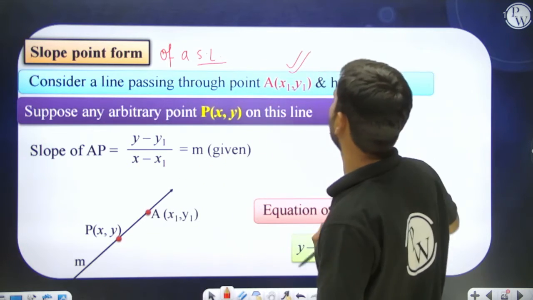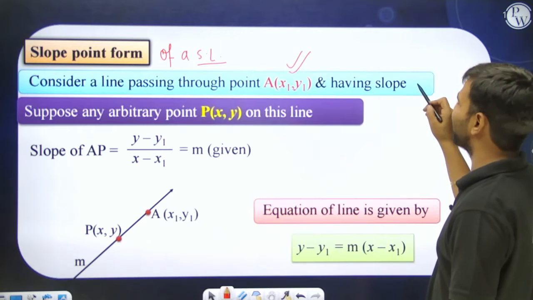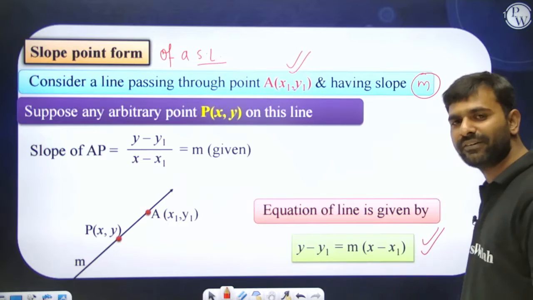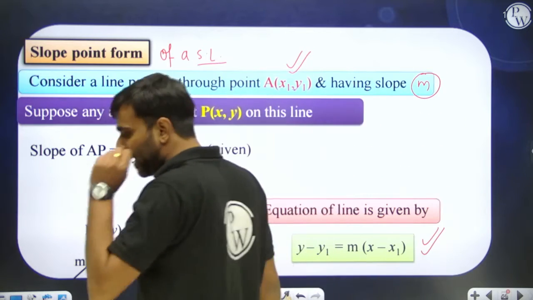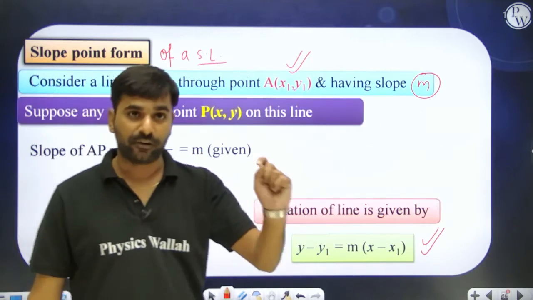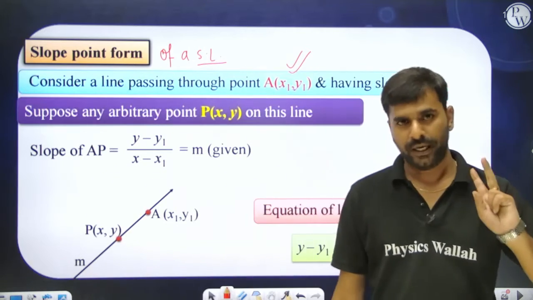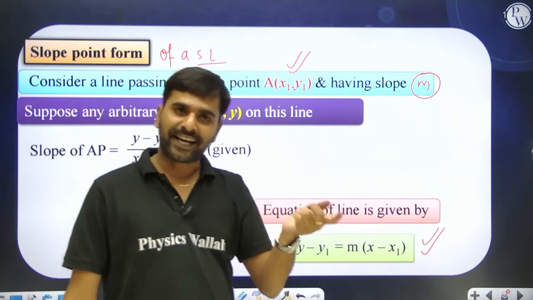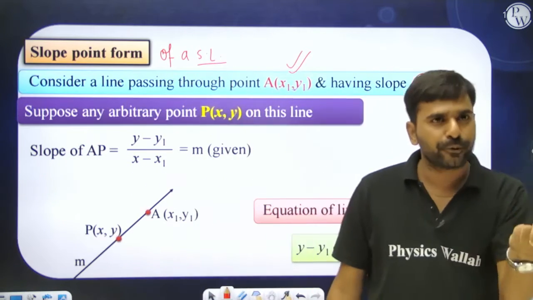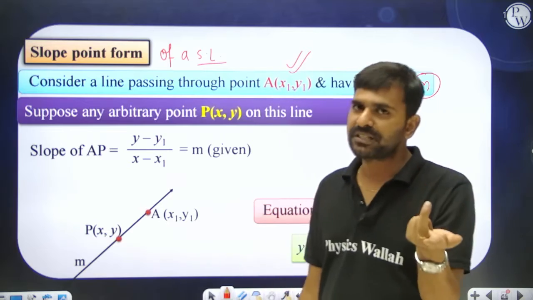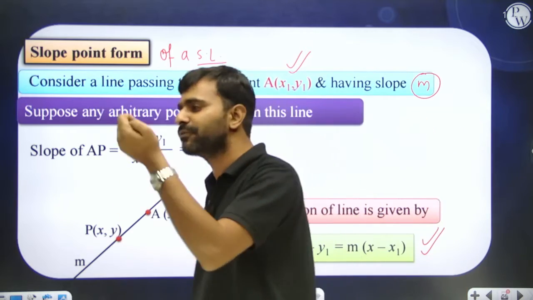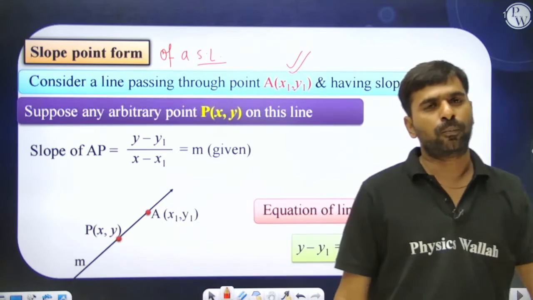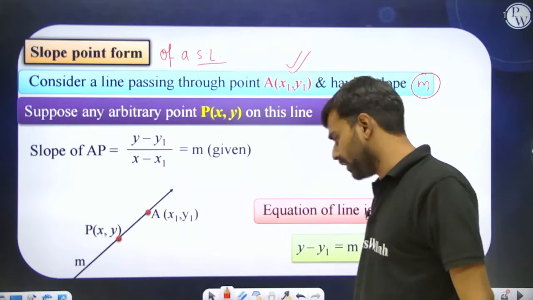Let's say a point x1 comma y1 is given to me and a slope m is given to me. Then we can write down the equation of the line like this, y minus y1 equal to m times of x minus x1. In order to write down a line, we should be given two things. It can be 2 points, then we can use 2-point form. It can be one slope and 1 point, then we can use slope point form. 2 intercepts as well, because from intercepts we can find out the points, and from points we can find out the slope. We can then use slope point form or 2-point form to write down the equation of a straight line.